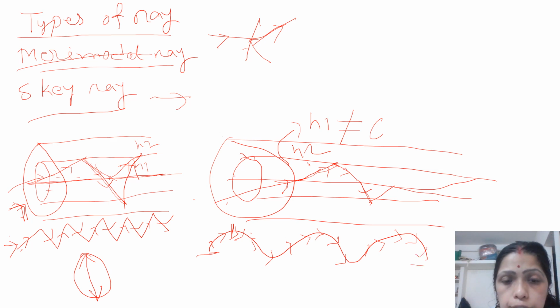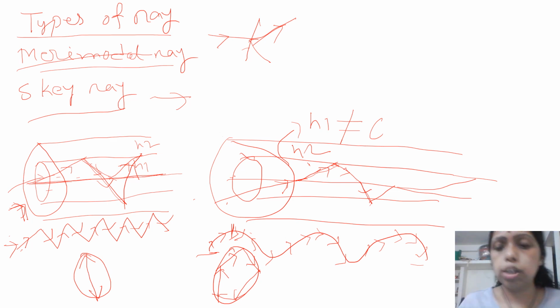Here you can see, if you see the face of the core from this side, it will be like that only. Not a straight line, but a rotating path, a rotating ray. You can see the rotating ray. That's why it is called the skew ray. I think this skew ray is clear for all of you.